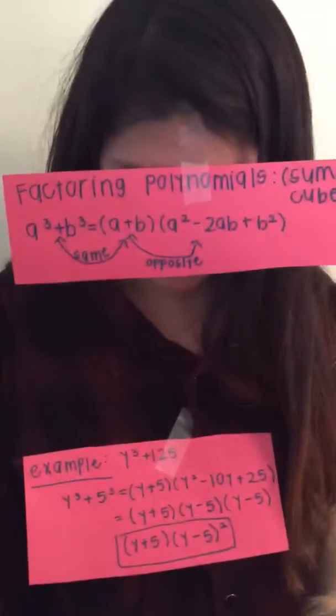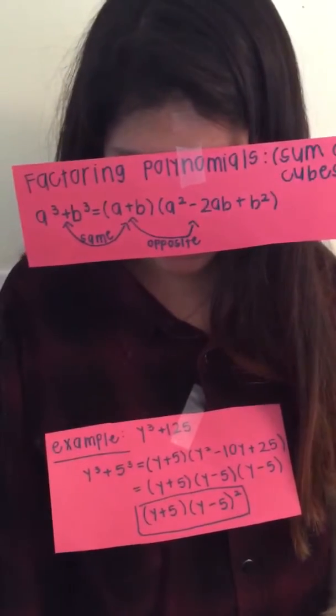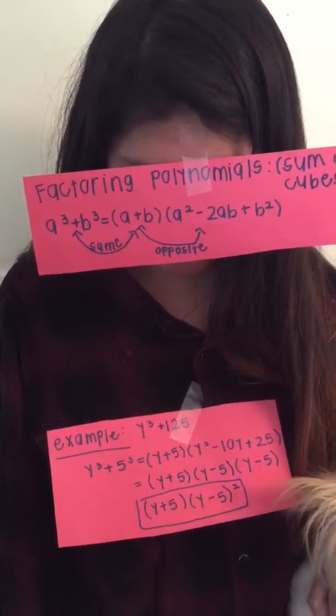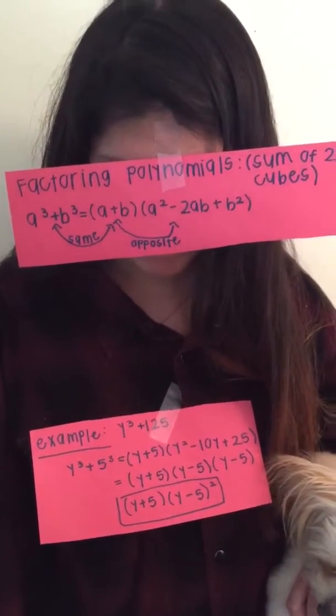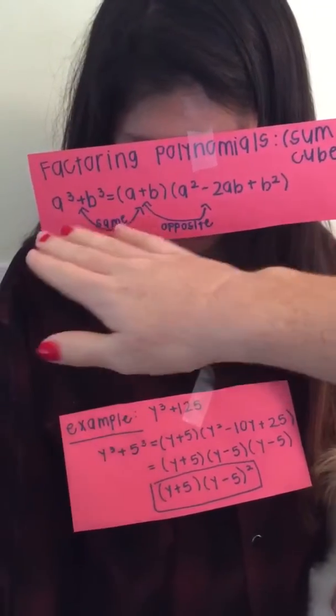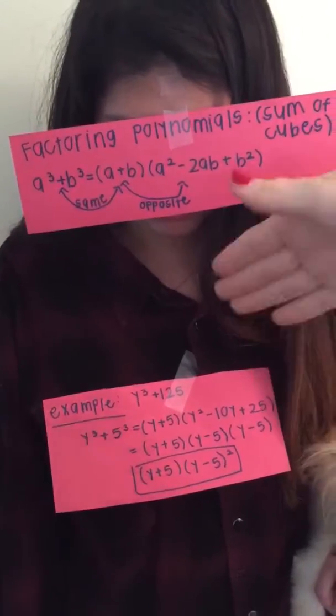Factoring polynomials with the sum of two cubes. a cubed plus b cubed equals a plus b multiplied by a squared minus 2ab plus b squared. This is the formula we're given to solve the following example.